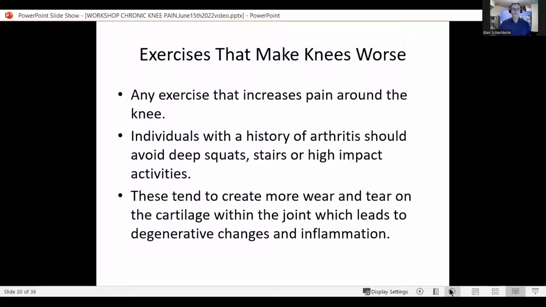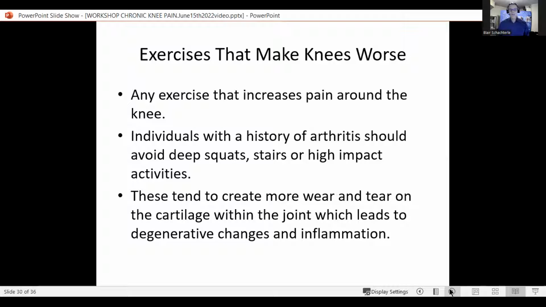And again, exercises that can make you worse: anything that increases the pain around your knee, you shouldn't be doing. I know that sounds like common sense, but people often come into the office and say, it hurts when I do this. And I'm like, well, then don't do that. And they look at me like, I waited to hear that from you. So I always kind of laugh about that.